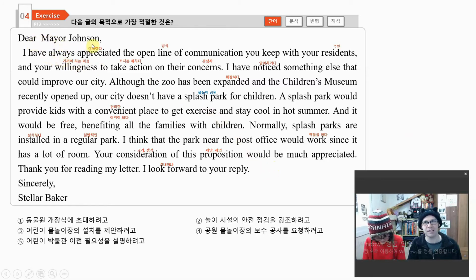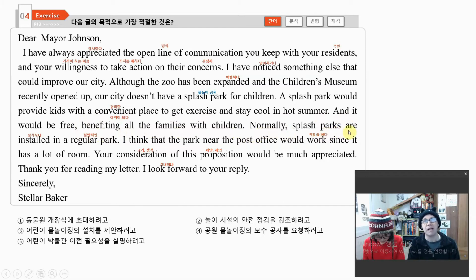Dear Mayor Johnson, I have always appreciated the open line of communication you keep with your residents and your willingness to take action on their concerns. I have noticed something else that could improve our city. Although the zoo has been expanded and the Children's Museum recently opened up, our city doesn't have a splash park for children. A splash park would provide kids with a convenient place to get exercise and stay cool in hot summer. And it would be free, benefiting all the families with children.